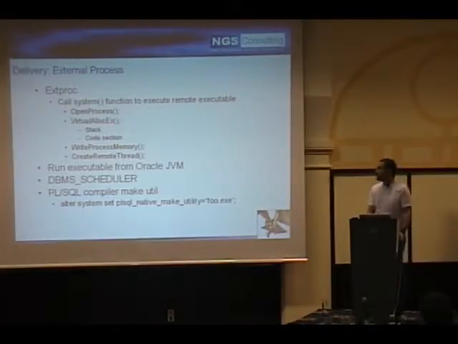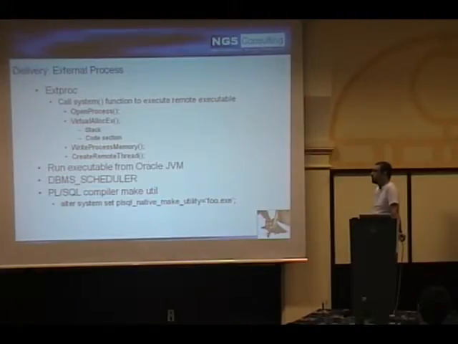So if we look at external processes as a delivery mechanism, we could use external procedures, for example, to call the system function to load an executable over the network. That executable would call OpenProcess on the Oracle process, then VirtualAllocEx (this is obviously on Windows, by the way, if you're wondering) to allocate memory in the Oracle process. We need space for the stack and the code itself.